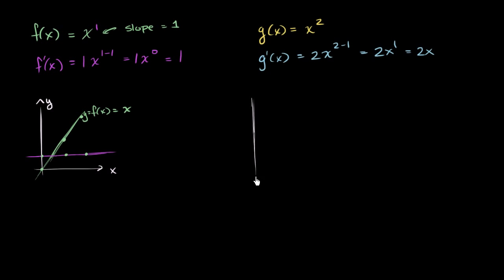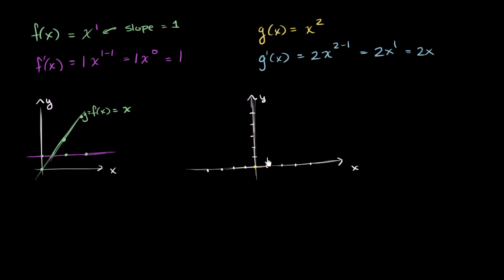And I'm going to try to graph this one a little bit more precisely. So let's see how well I can graph it. So this is the x-axis, y-axis. Let me mark some stuff off here. So this is 1, 2, 3, 4, 5. This is 1, 2, 3, 4. 1, 2, 3, 4. So g of x, when x is 0, it's 0.